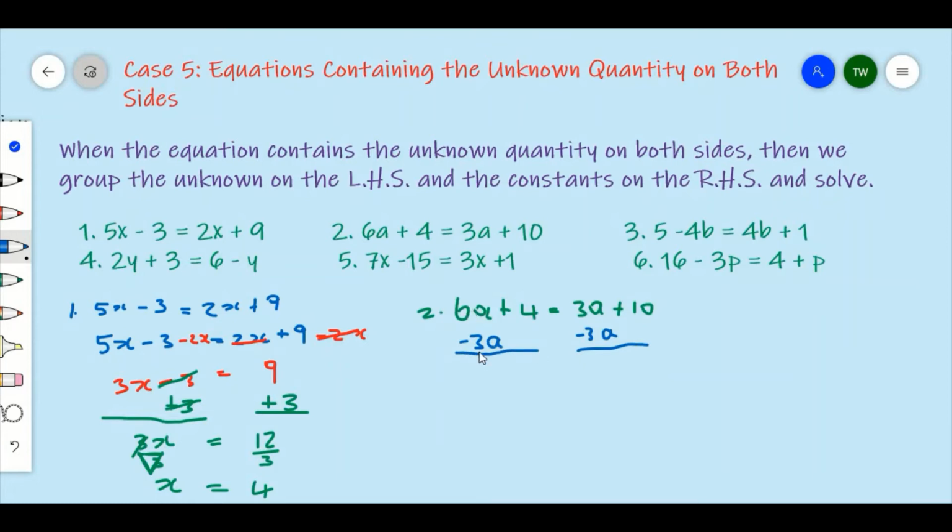Now 6a minus 3a, that's just going to leave us with 3a plus our 4 here, so plus 4 is equal to 3a minus 3a, that leaves us with 0, so what we're left back with is just positive 10 on this side. Now we need to get rid of this plus 4, so what we're going to do is to subtract 4 from both sides. We're going to subtract 4 from this side, and we're also going to subtract 4 from this side.